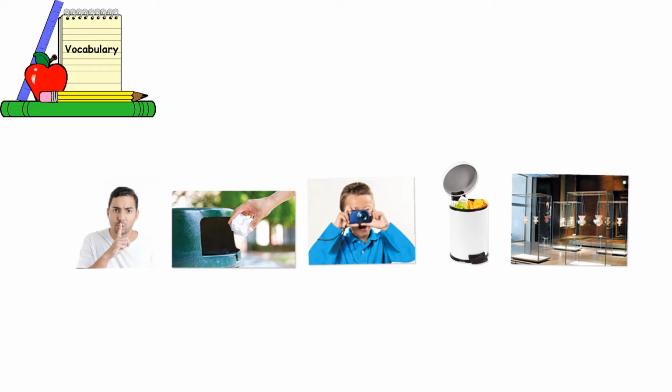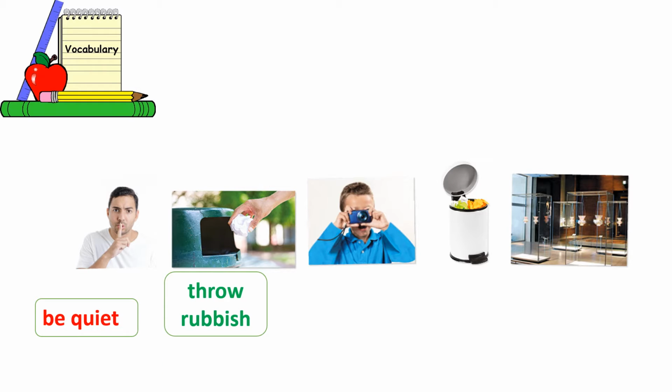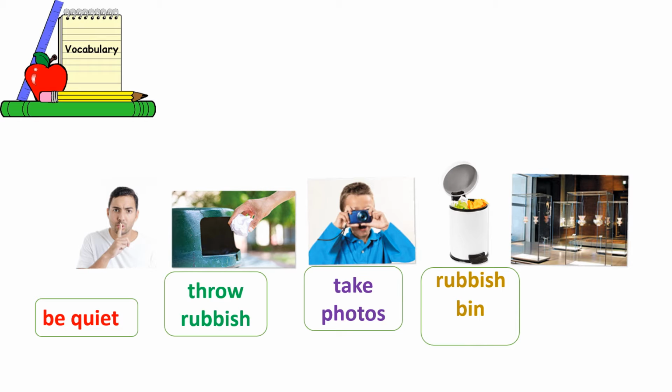I'm going to look at the pictures and the word is written under it. Be quiet. Throw rubbish. Take photos. Rubbish bin. Module 4. Museum. Our World. Okay. 1. Vocabulary. Be quiet. Throw rubbish. Take photos. Rubbish bin. Museum.